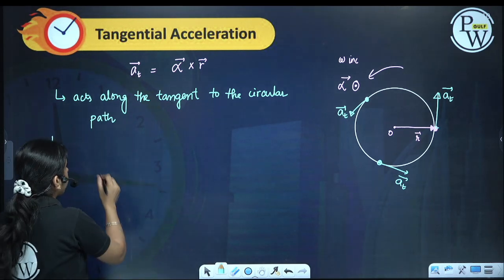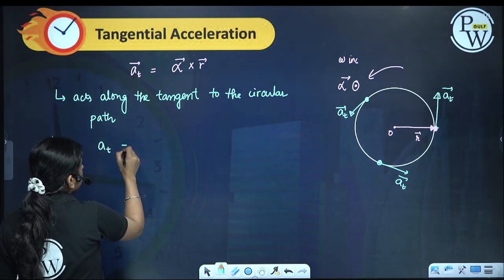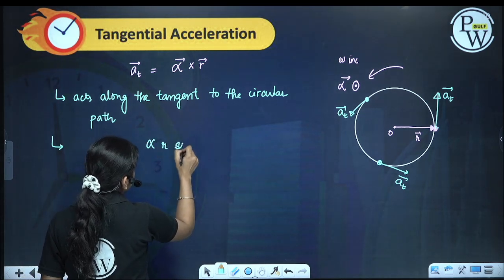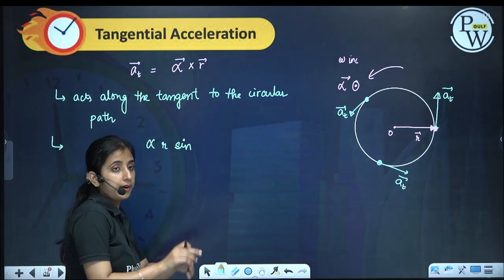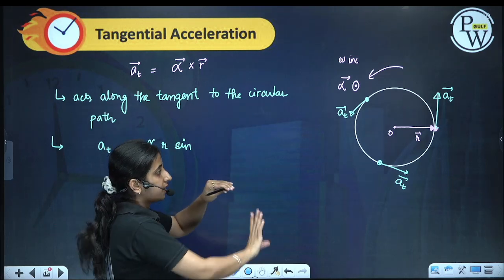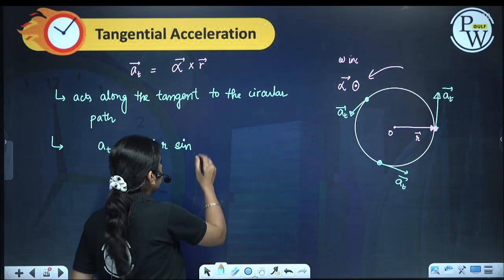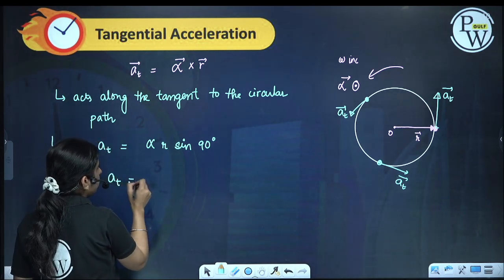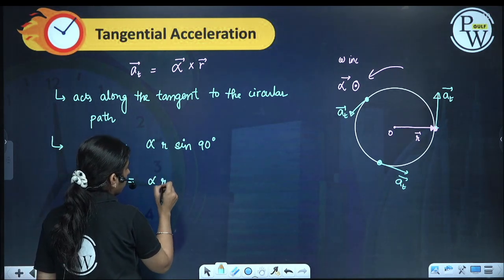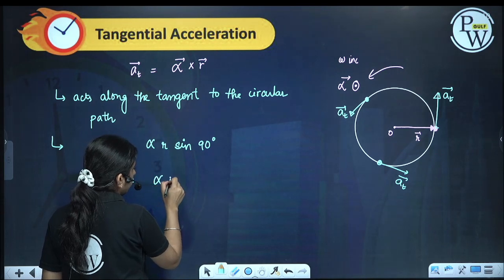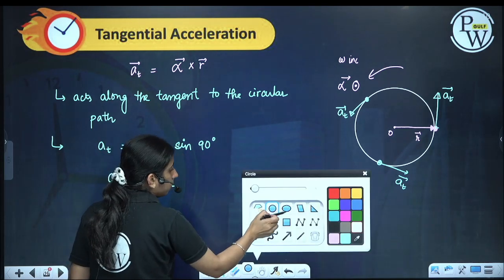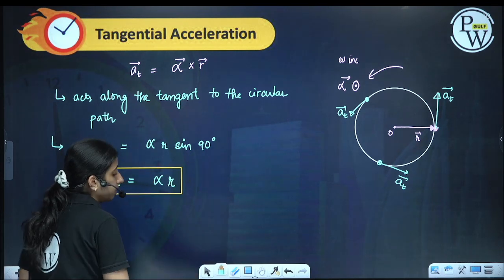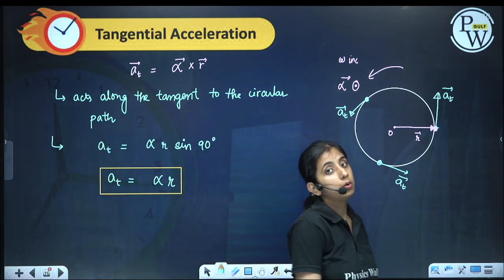Now the AT magnitude will be equal to alpha into r into sine of the angle between alpha and r. Alpha is out of the page, r is radially outwards. The angle is 90 degrees, so sine 90 is 1. Simply, AT is equal to alpha into r.